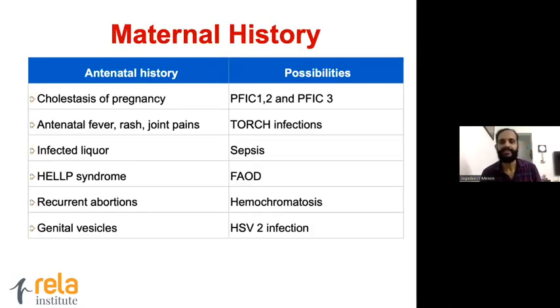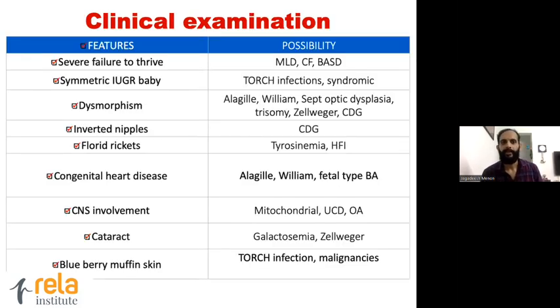If the mother has itching during the antenatal period, there is a high chance that the child is suffering from PFIC 1 and 2 or even type 3 PFIC. TORCH infections, even though we talk about them quite commonly, are extremely uncommon nowadays as a cause of cholestasis. On clinical examination, if there is severe failure to thrive, metabolic disease remains the number one possibility. Dysmorphism speaks of Alagille syndrome. It can also be due to many trisomies, which lead to cholestasis.